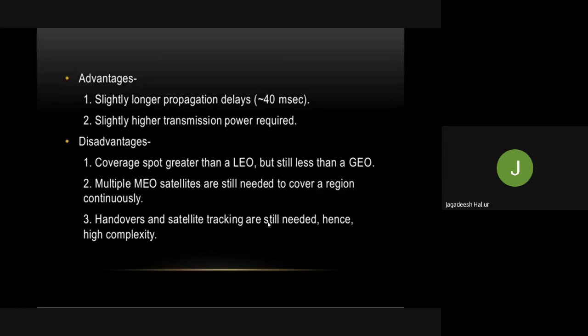Multiple medium Earth orbit satellites are still needed to cover a region continuously. If you want to increase the coverage, more and more medium Earth orbit satellites must be launched, and then we can cover a good region of the Earth station. The last disadvantage is that it requires handovers and satellite tracking, hence it is highly complex. The handover is not as good as in low Earth orbit or geostationary orbit.